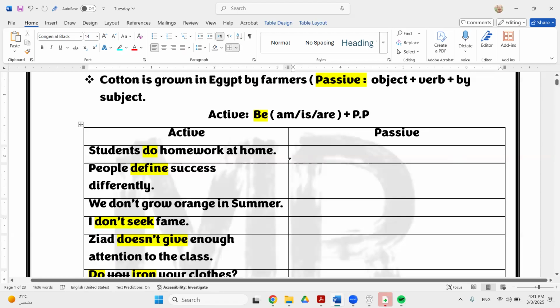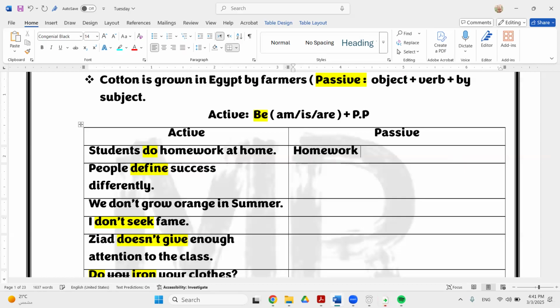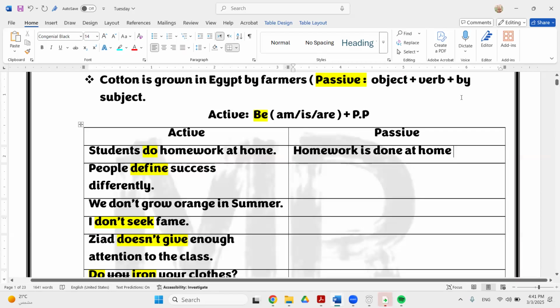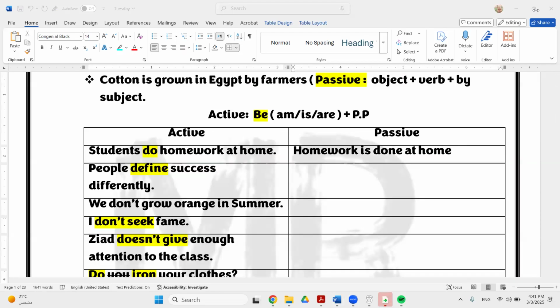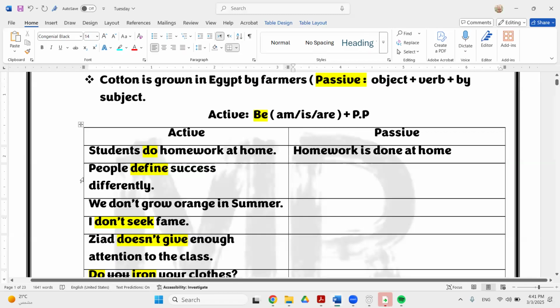نبدأ بالobject. Homework is done. Thank you. هستخدم form of verb to be: is done at home. عايز تقول by students, it's okay. It's up to you. بس يعني مين للباسيف مش بنقول مين يعني عشان احنا مش بنبقى عارفين طول الوقت يعني. يبقى اقول homework is done at home.